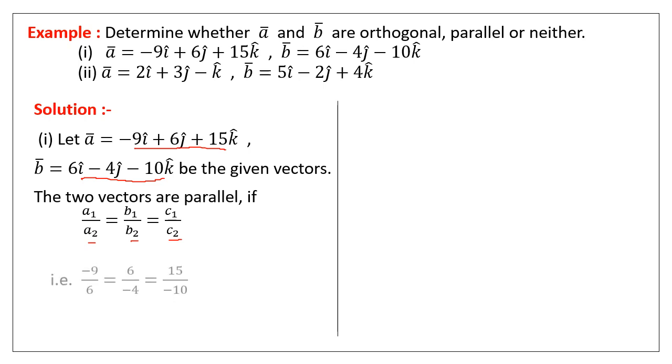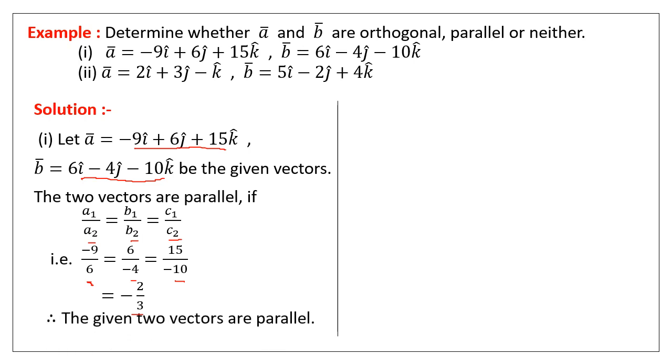Observe the vectors a bar and b bar. So we have minus 9 upon 6 equal to 6 upon minus 4 equal to 15 upon minus 10. All the three ratios equal minus 3 by 2. So we can say that the two vectors are parallel. We'll see one more example.